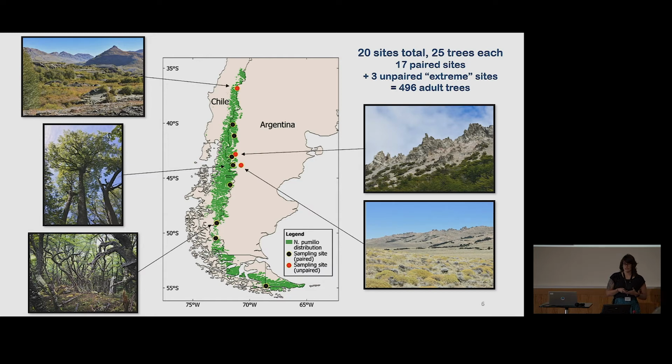At each one of those sites, we tried to get 25 adult trees. We had them at least 30 meters apart to try to minimize familial relatedness, and we tried to get trees that were at least 50 years old. At one site, we only had 21 adults. So we had 496 adult trees, and from each one of those, I took some DNA samples as well as some dendrocores for phenotyping analysis later on.